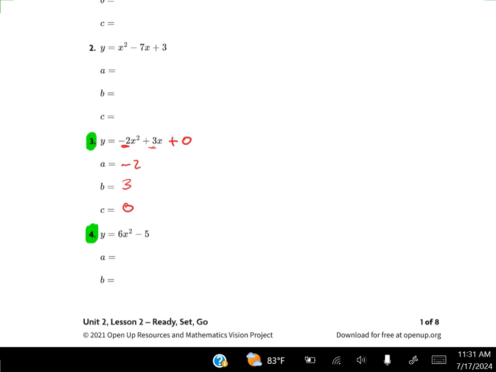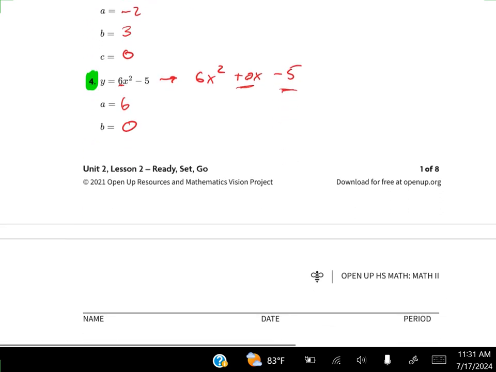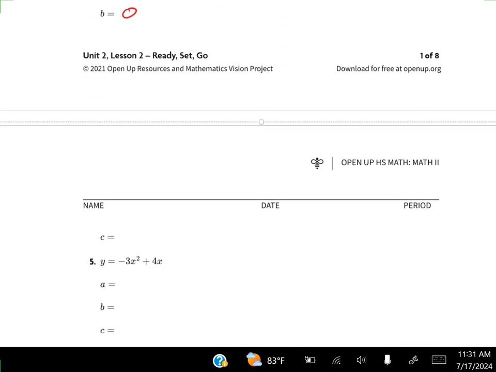Number 4, once again, very similar to the problem that we just worked on. All right, the a is going to be the term that's in front of the x squared. So a is pretty straightforward with the 6. B, this equation here can be written as 6x squared plus 0x minus 5. So b in this case would be 0 because it's not there. You wouldn't write 0x. You just leave it blank. And lastly, the c is going to be the standalone term, so that's going to be negative 5. Now I'll write this down here.